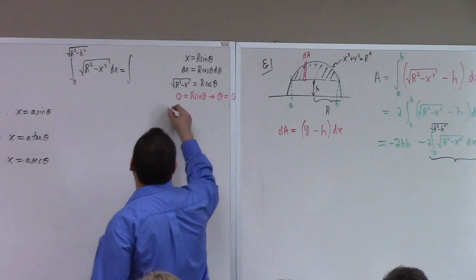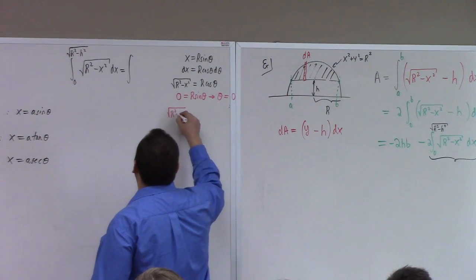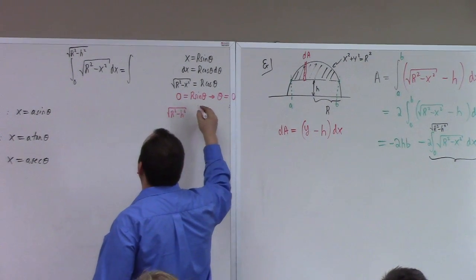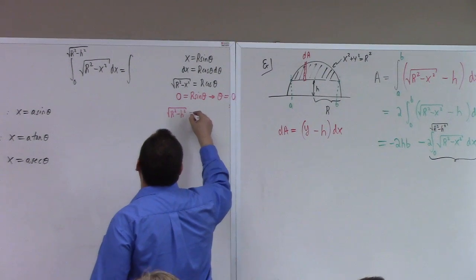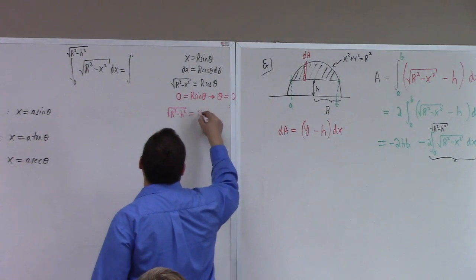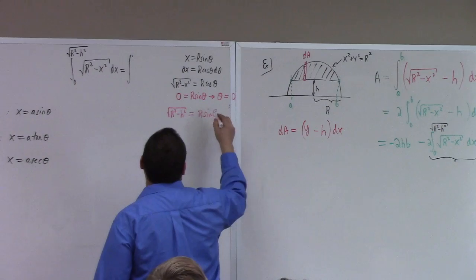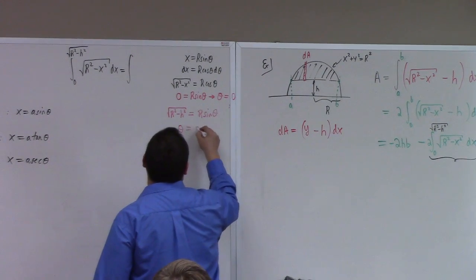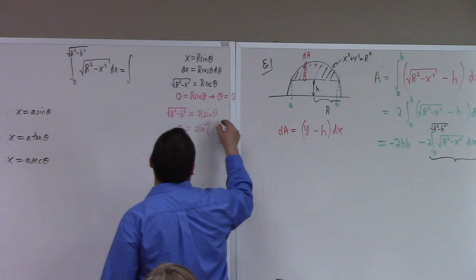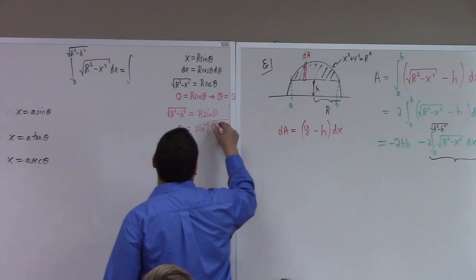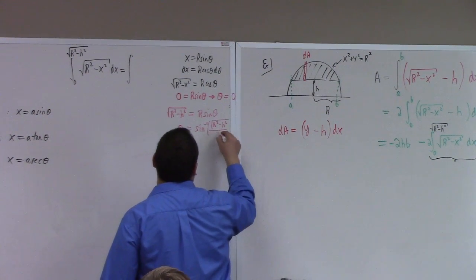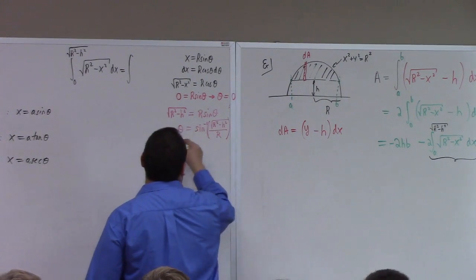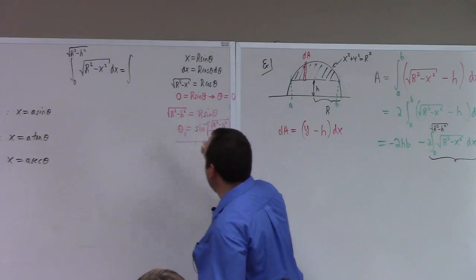And if we want the square root of r squared minus h squared equal to r sine theta, well, that says that apparently theta should be equal to inverse sine of the square root of r squared minus h squared divided by r. I mean, that's not the greatest. Let me call that theta 1.